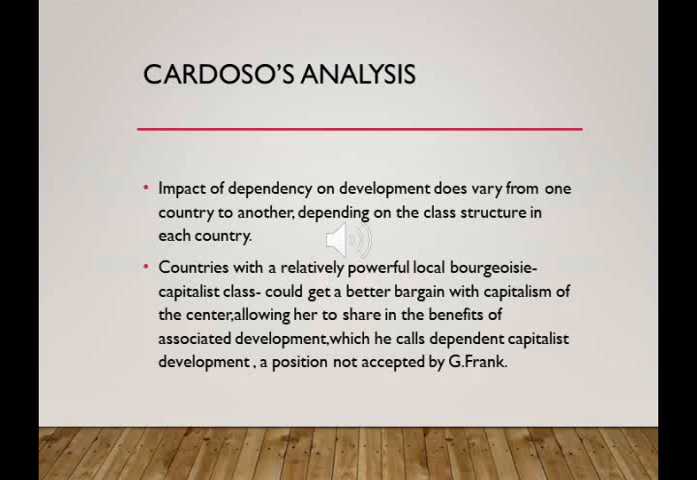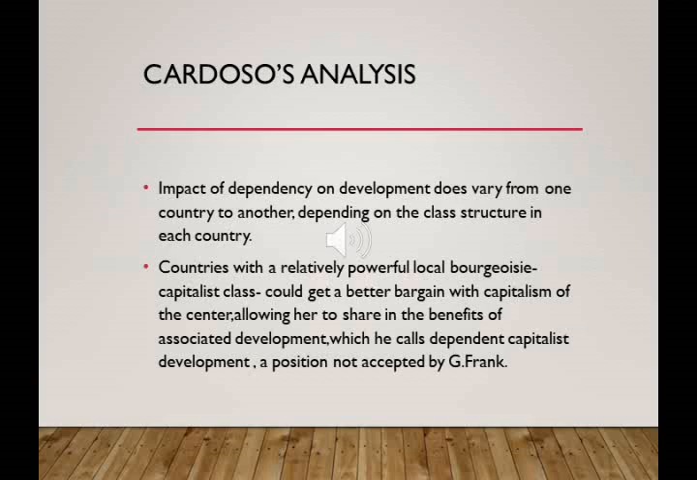What are these local conditions? First of all, the presence of a local bourgeoisie, a local capitalist class, also the competent government, a government that knows how to bargain with the countries of the north. So under these conditions, a relatively powerful local bourgeoisie and a competent government, a better bargain could be reached with the capitalist countries, with the capitalism of the center.